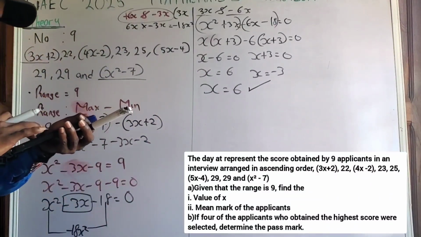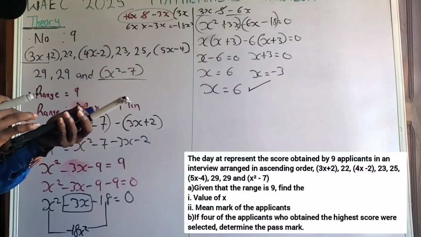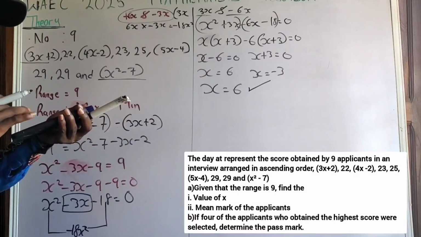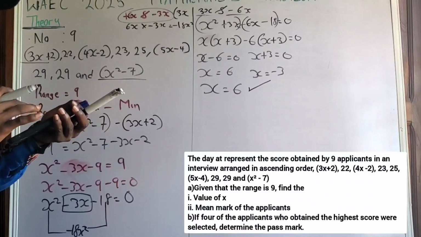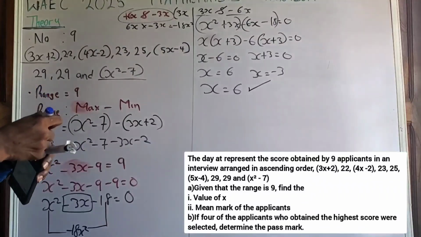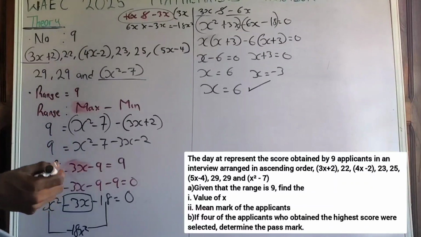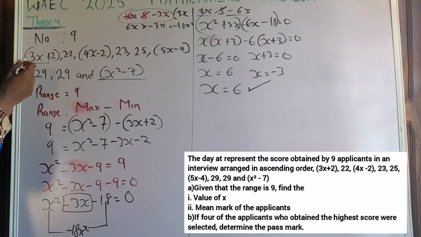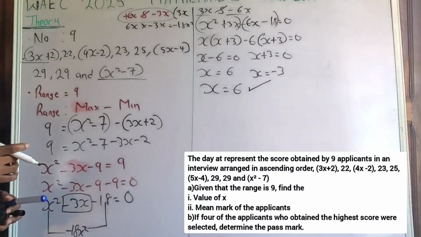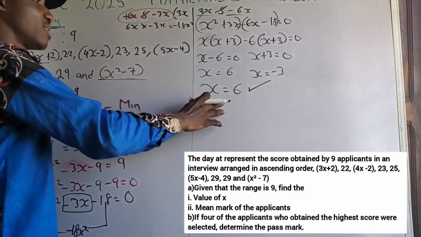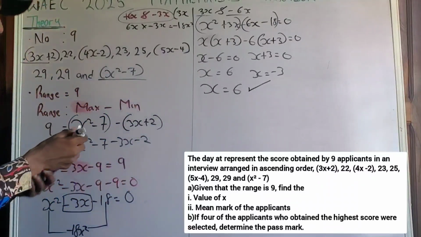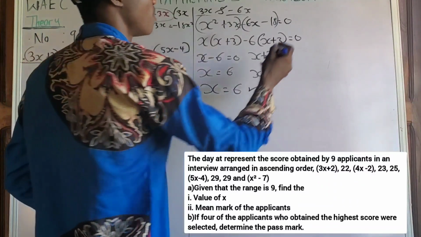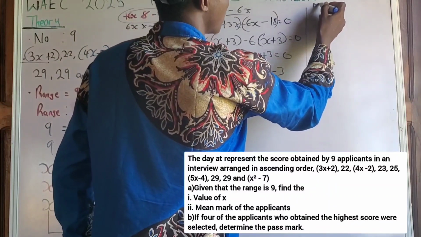Now, having gotten the value of x, we are asked to find the mean mark. To get the mean mark of the applicants, we first have to determine the values of each of the applicants. For example, look at the first mark. The first mark is what? 3x plus 2. Since we got the value of x as 6, we can easily get 3x plus 2. That means 3x plus 2, please pay attention. The mark of the applicant now is this.